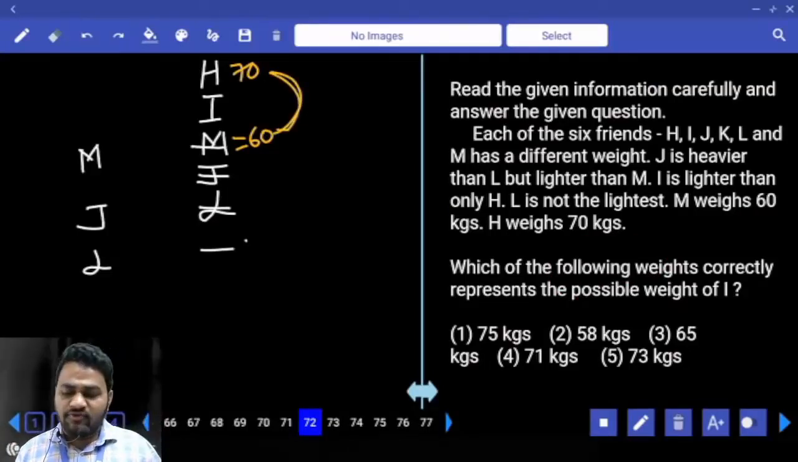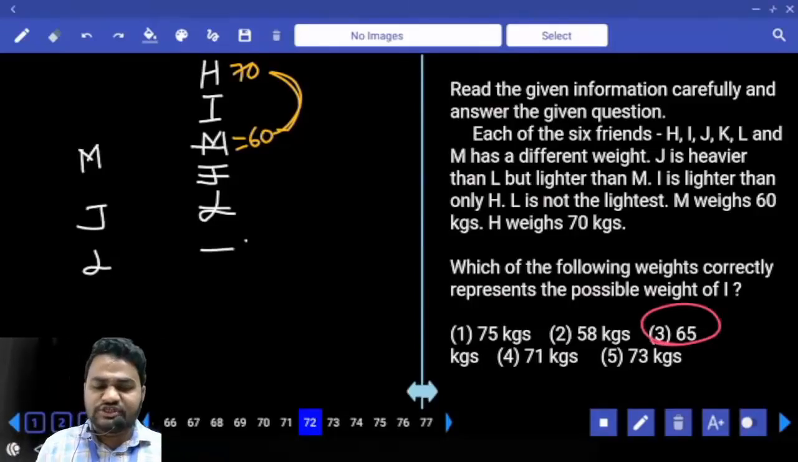Possible weight of I more than 60, less than 70. We have only third option, that is 65.